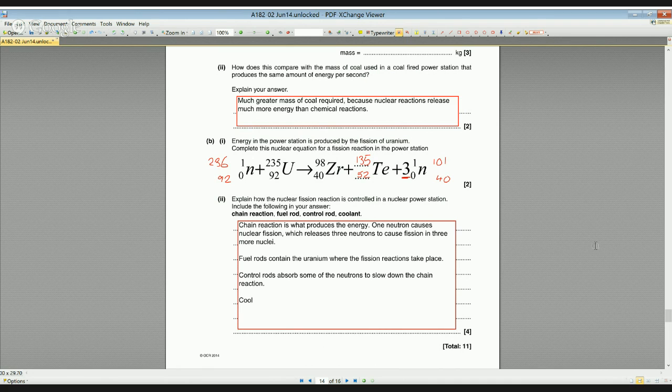And finally, the coolant absorbs the heat that is produced in the reaction. It's important here you don't just say the coolant cools it down. That's obvious. The job of the coolant is to absorb the heat that can then be used to generate electricity in the next stage of the power station.